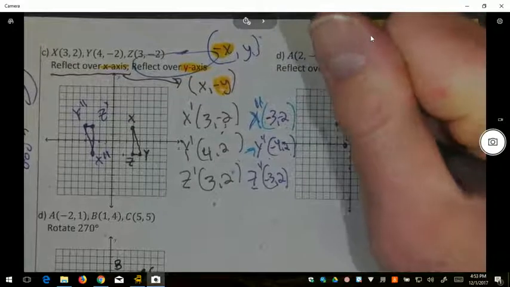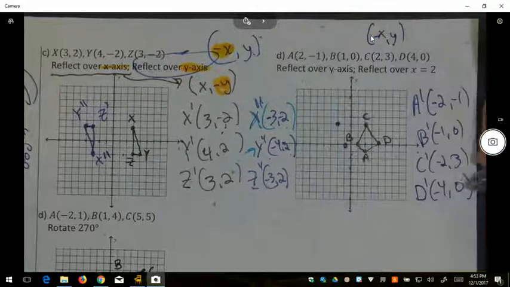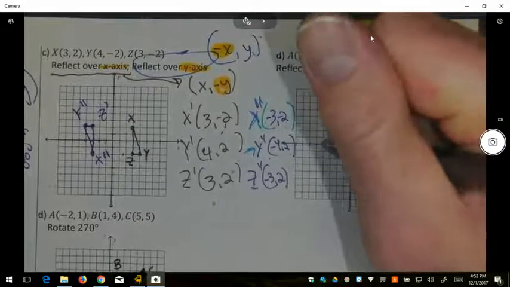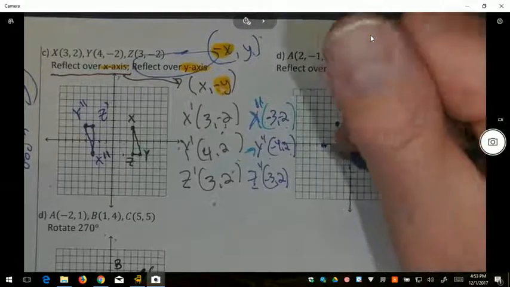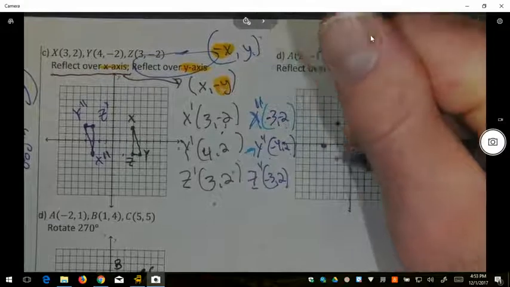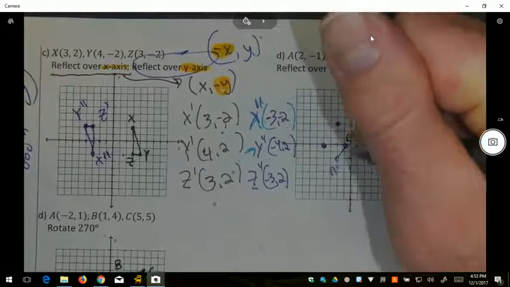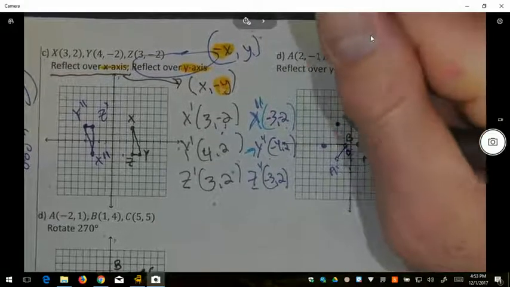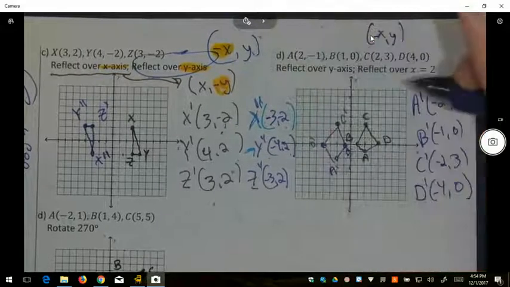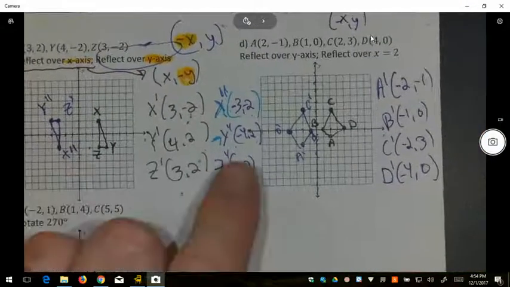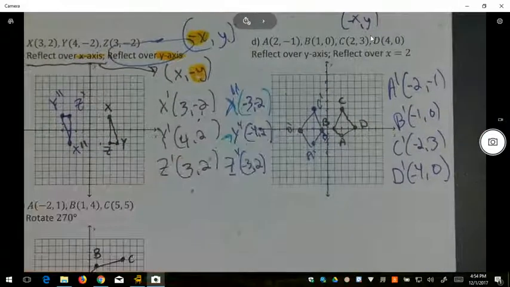2 units over, 2 units over, 4 units over, 4 units over. A is 2 units, so 2 units. So here's A prime, B prime, C prime, D prime. There's my shape, my image after doing the reflection over the y-axis.